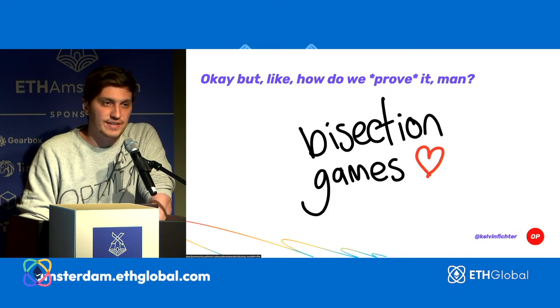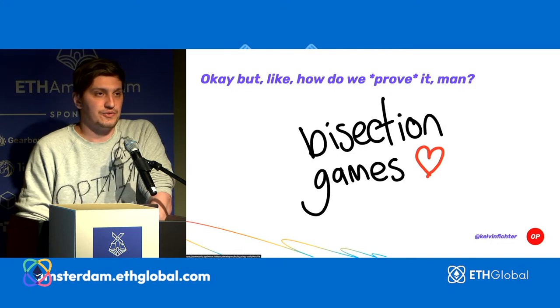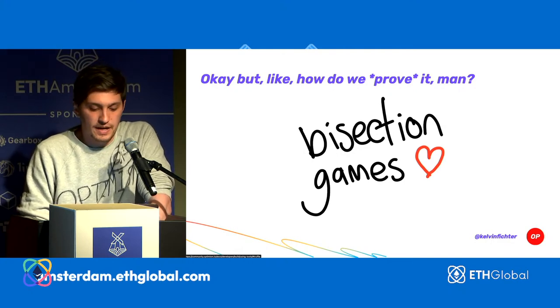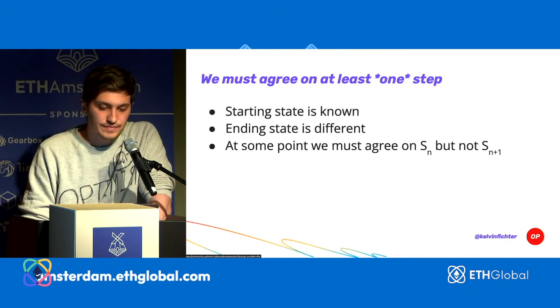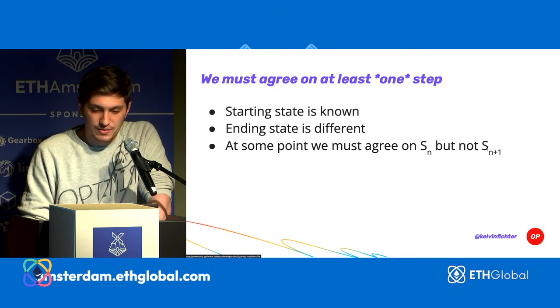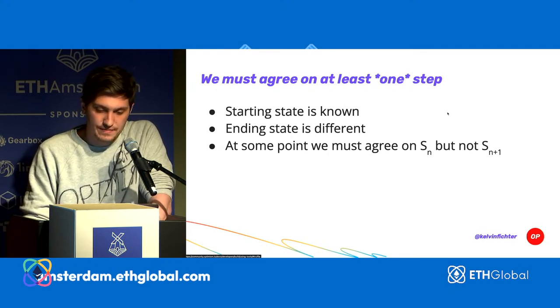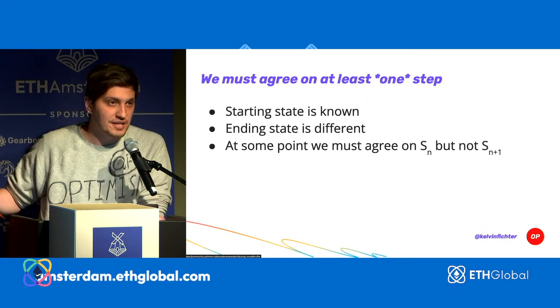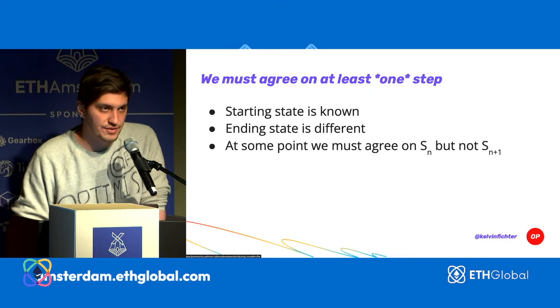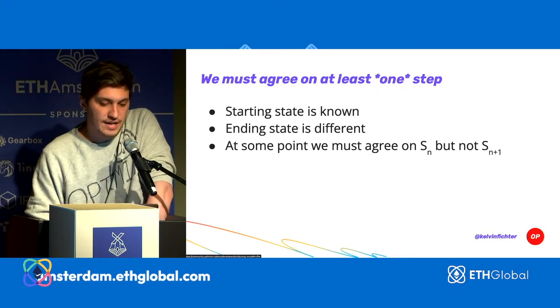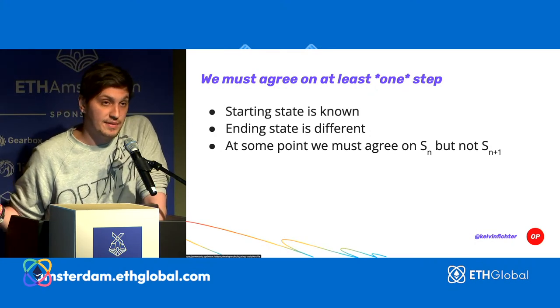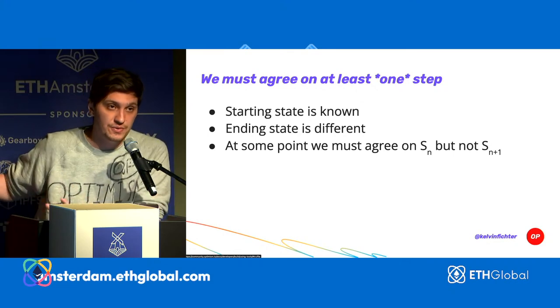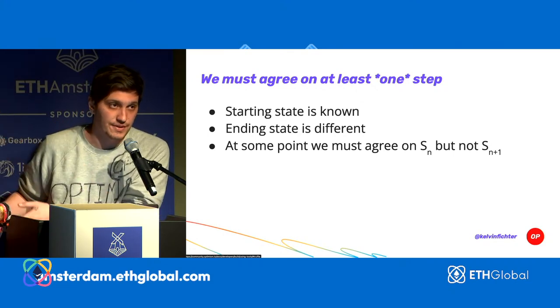You instead introduce this idea of bisection games, and this is what Truebit really pioneered years ago. It involves some more annoying mathy terms, but you don't need to know about them. The idea of the bisection game is that you think about your program as a series of execution steps, and the starting step, step zero, is based on a known state. We all agree on step zero.